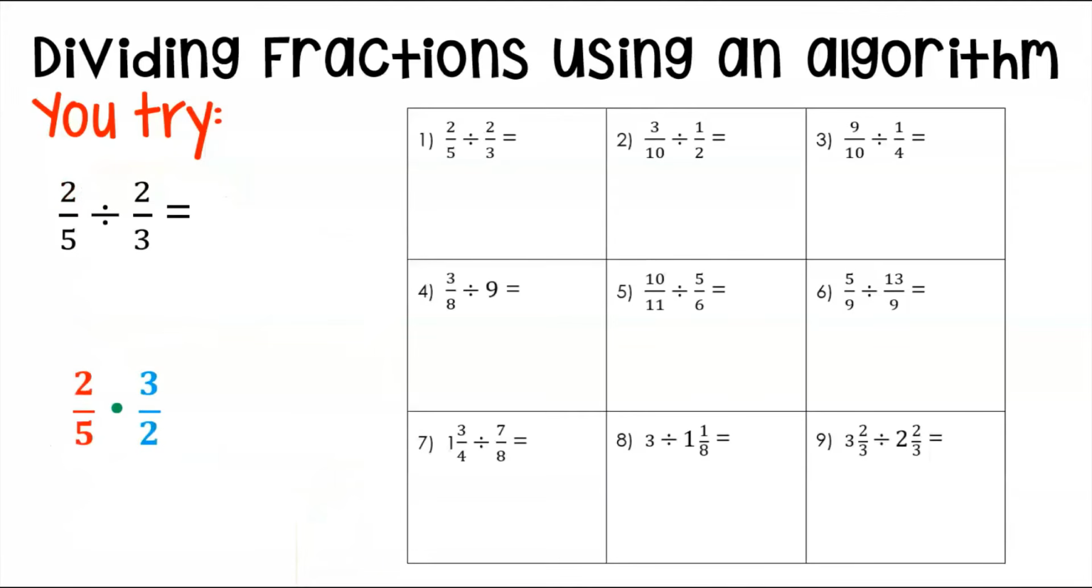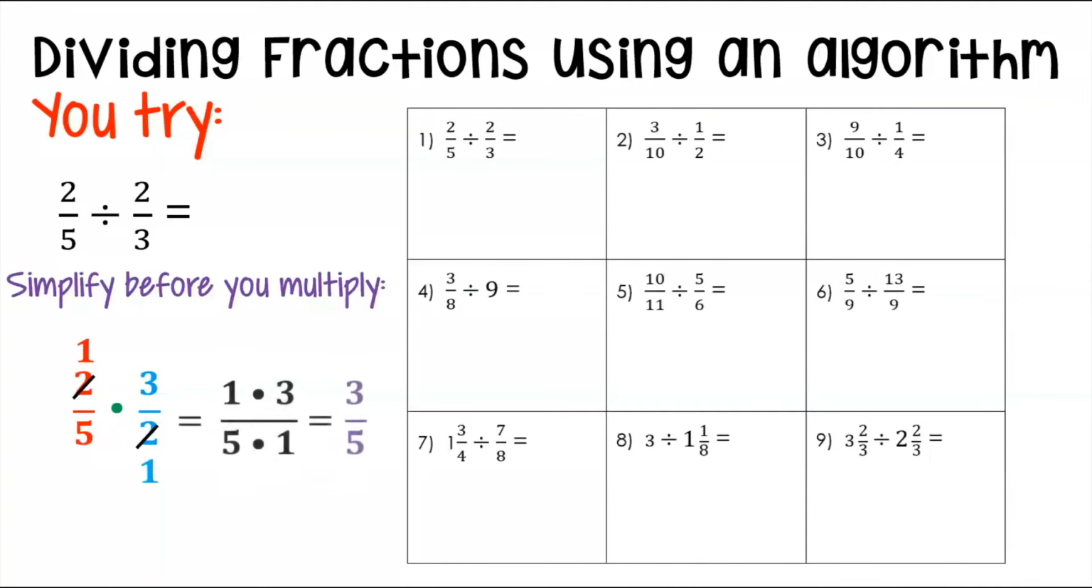Keep in mind you can also simplify before you multiply. So 2 and 2, the 2 in the numerator and the 2 in the denominator, share a common factor of 2. So we can divide by 2 on the top and divide by 2 on the bottom, and then we can multiply across. In both cases, we'll still get an answer of 3/5.